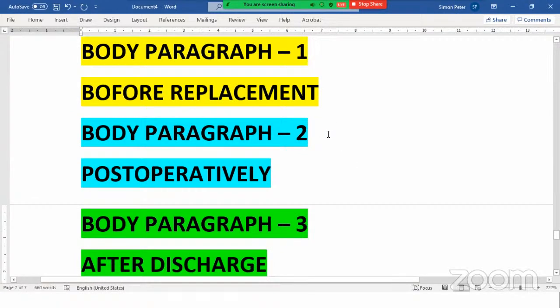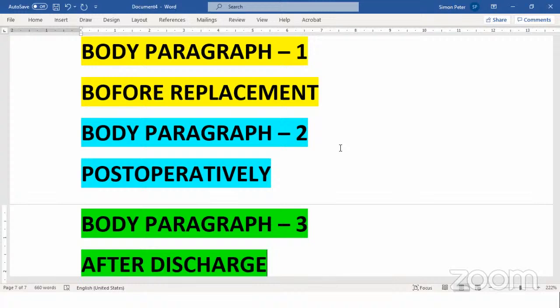So body paragraph 1 will be before replacement and body paragraph 2 will be after replacement. Now the other way around, if you say body paragraphs 1 and 2 are before discharge and body paragraph 3 is after discharge. So always before and after. This is the way you can demarcate or differentiate the time frame.